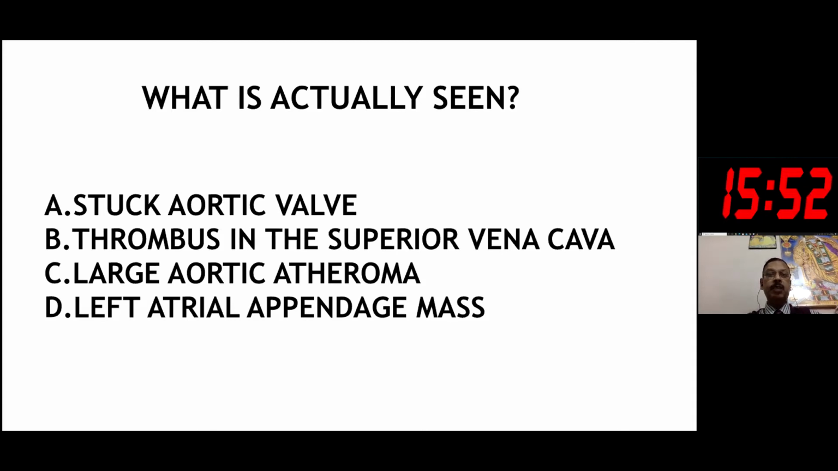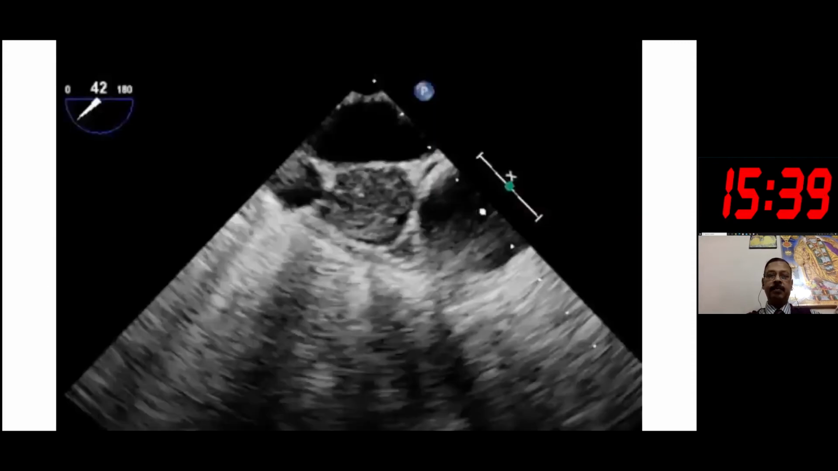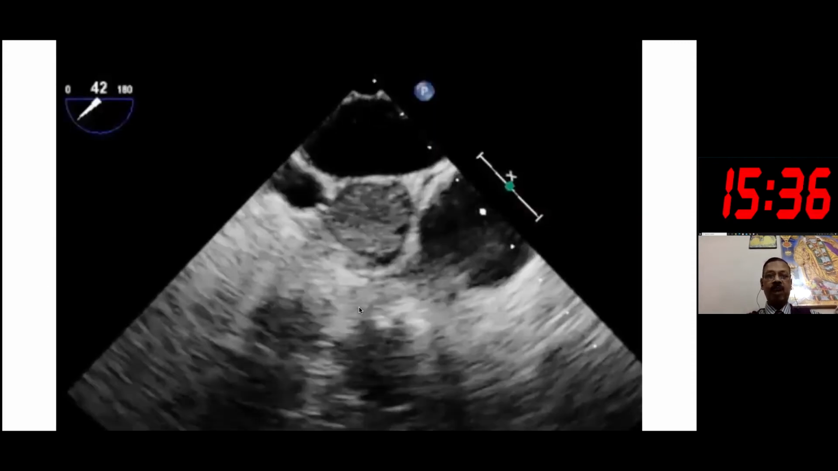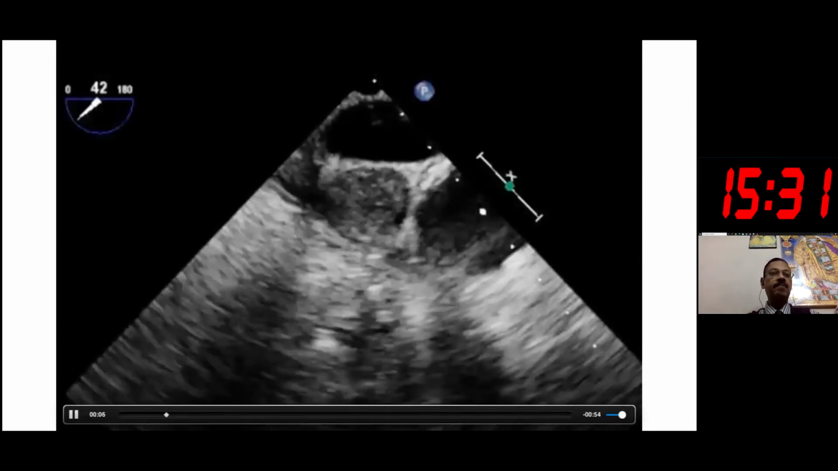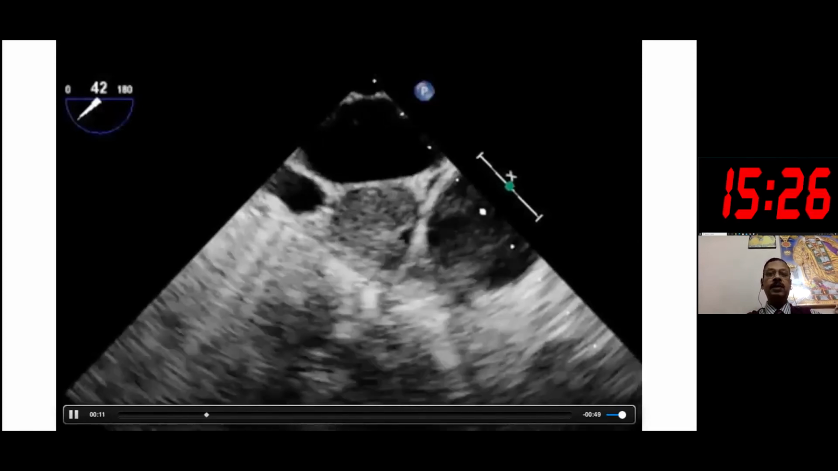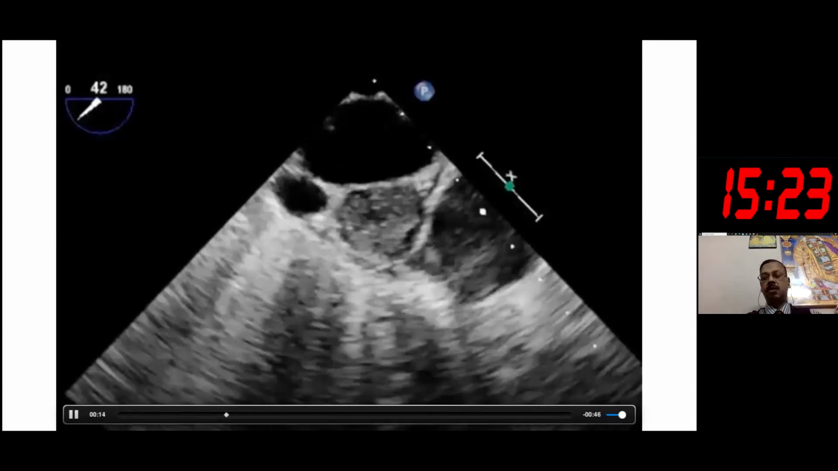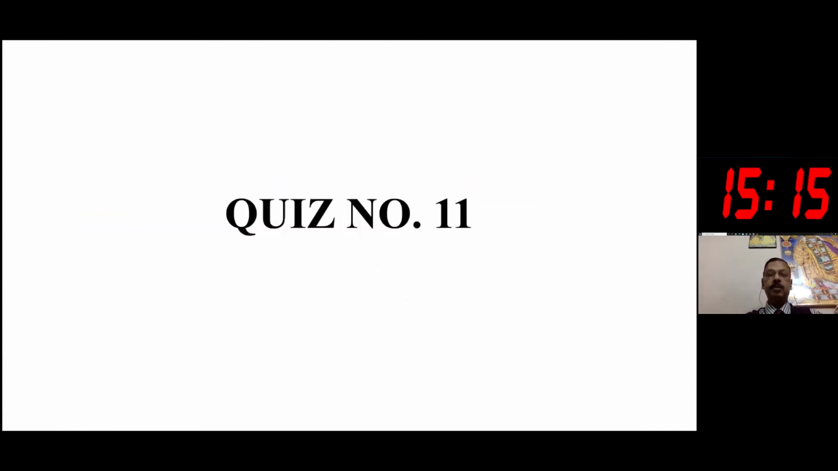Here it is divided, 31% A and C. And unfortunately, nobody is correct. This is thrombus in the superior vena cava. See, if you look, this is not the aortic valve. This is actually a superior vena cava end-on view. It is taken at a 42-degree angle, and you can see the superior vena cava is totally filled with the thrombus. But somebody has recorded differently.